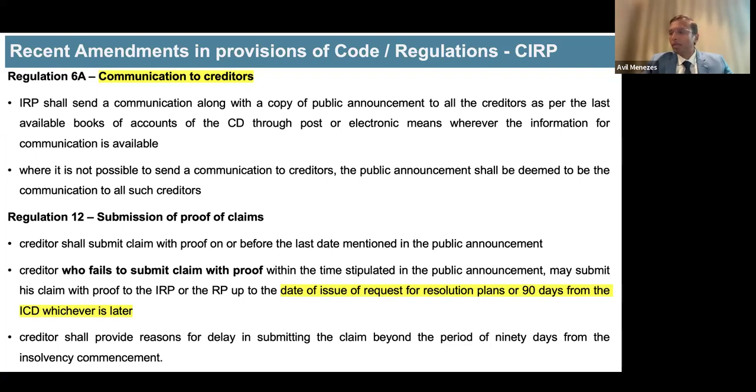I've seen a lot of IPs not accepting claims after 90 days, saying that you go to the NCLT and file for condonation of delay. I can see one corporate debtor at the NCLT where there are 50 such claimants who have come after 90 days.